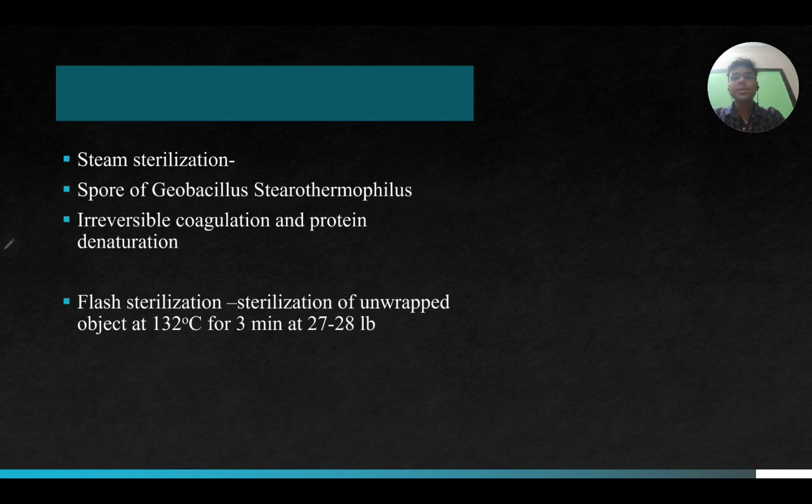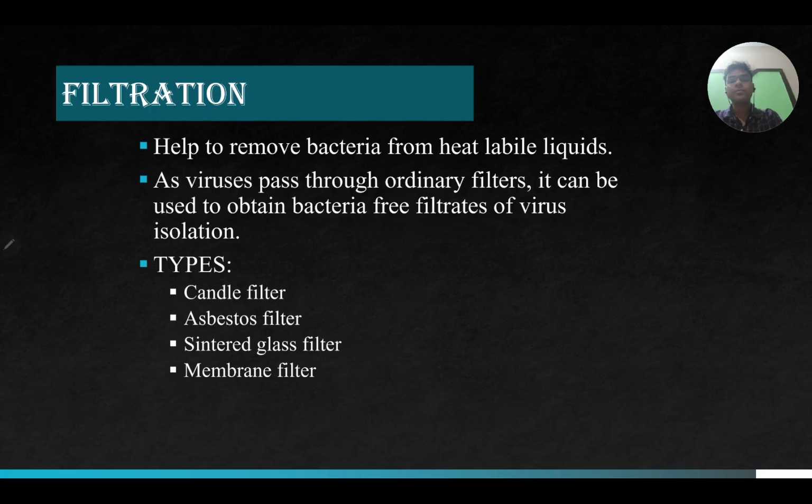Now the steam sterilization, here we use the control of spore of Geobacillus stearothermophilus that I was talking about in my previous slides while comparing the hot air oven with autoclave. So there is irreversible coagulation and protein denaturation. Now coming to flash sterilization, in this the unwrapped objects are sterilized at 132 degrees Celsius for 3 minutes at 27 to 28 pounds.